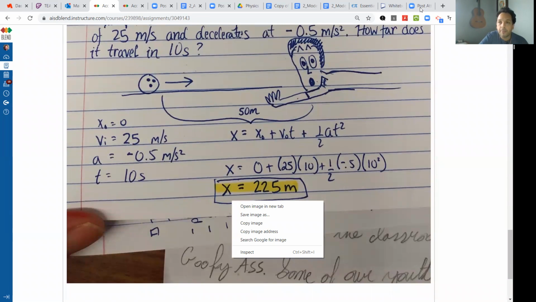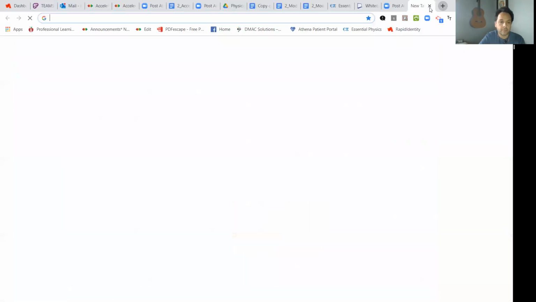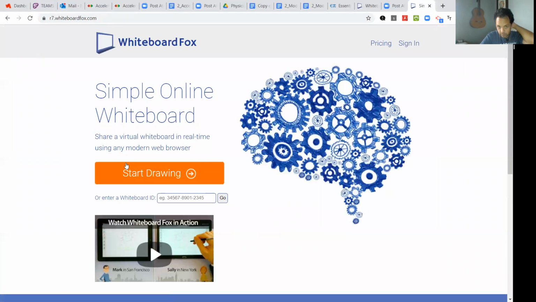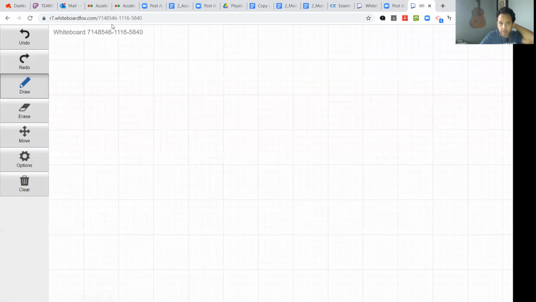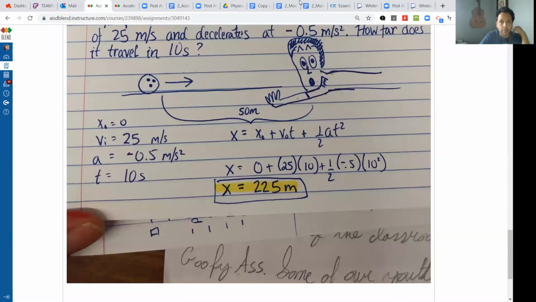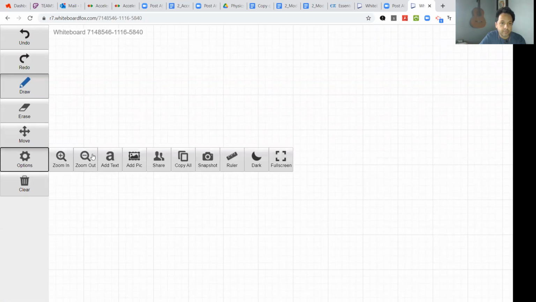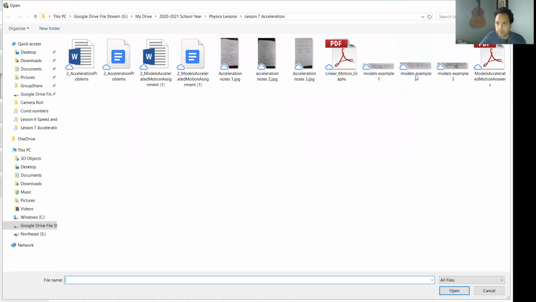Let's do another one. So we're going to do example 3, because it's the other formula.